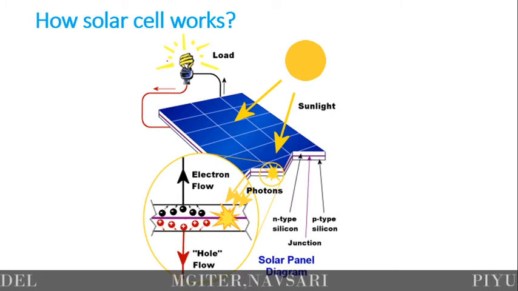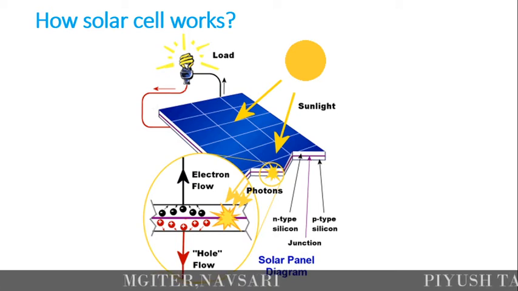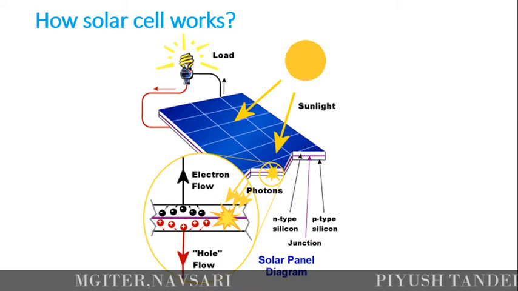That's why whenever we connect a DC load to the solar cell, the current flows in this direction and operates the DC application. So this is the solar panel diagram.